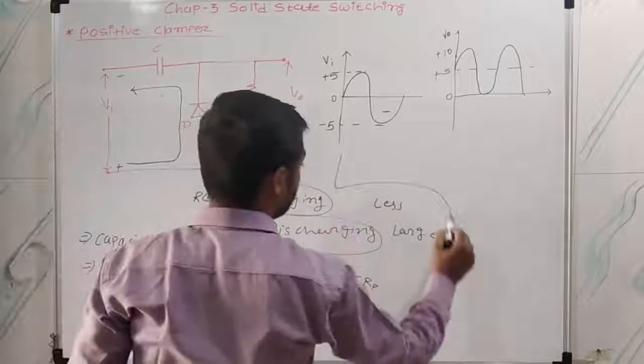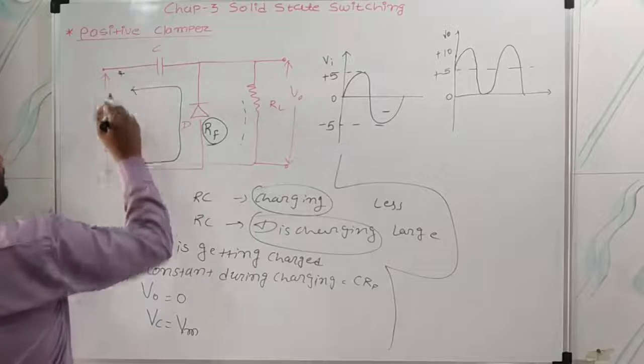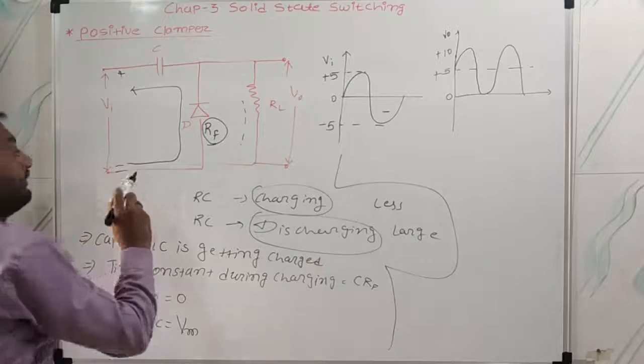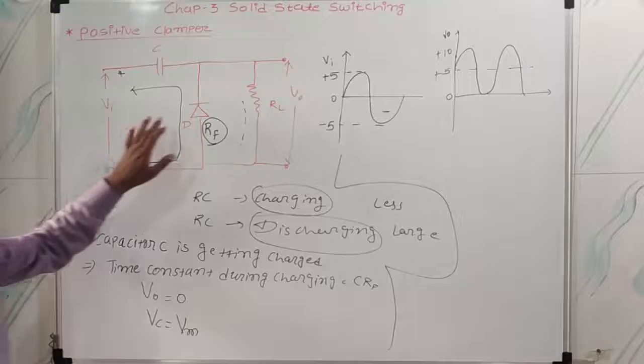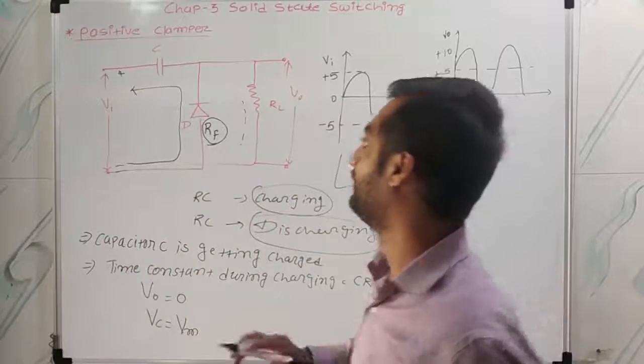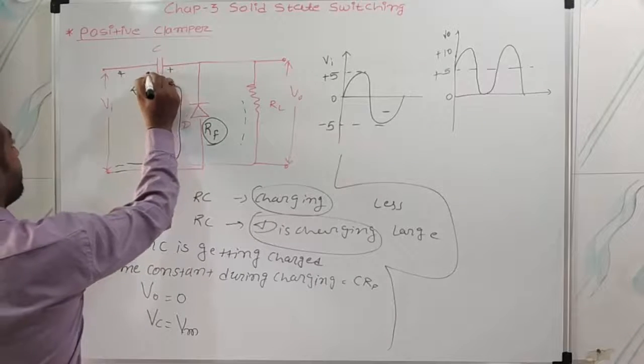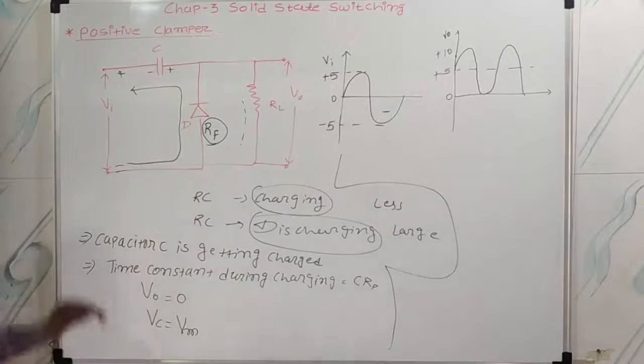Now what will happen? When this one is positive and this one is negative, at that time this diode will work as a... Now suppose earlier, when current was flowing to this side, it was positive to negative, right? Now what will happen?